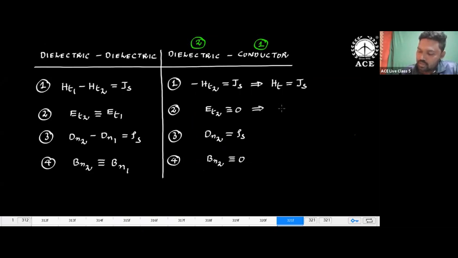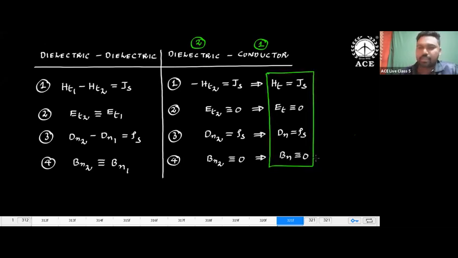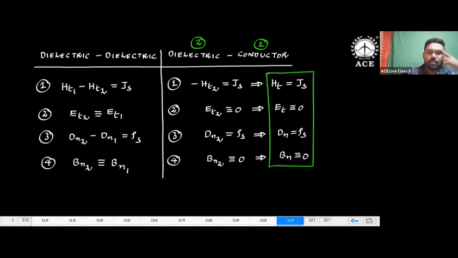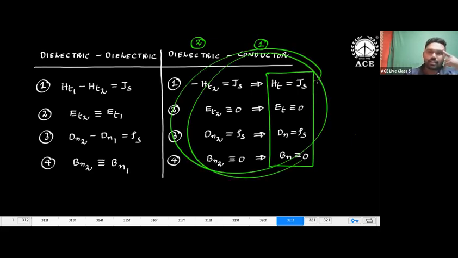Here, E tangential is equal to 0. Here, D normal is equal to rho S. Here, B normal is equal to 0. So for the dielectric to conductor, these are the boundary conditions. This is something we already know. The electric field can exist on the conductor normally, not tangentially. Tangential electric field on the conductor is 0. Normal magnetic field cannot exist. Magnetic field exists tangentially on the conductor. We need to do some interpretation of those things. So ultimately, what you need to remember here is this box, what I have mentioned here. You need not remember this one. You can obtain it whenever required from here.